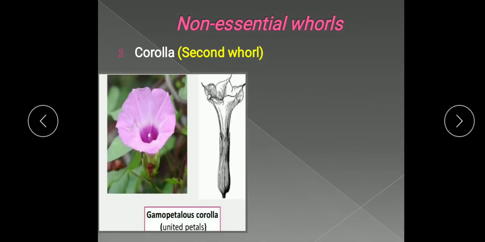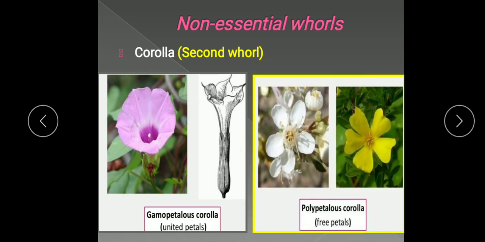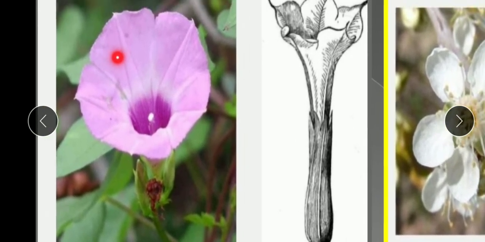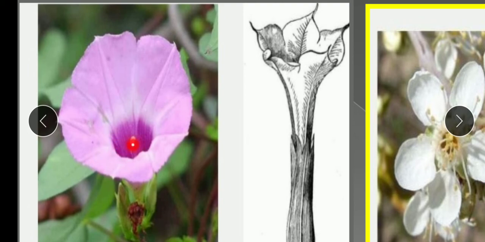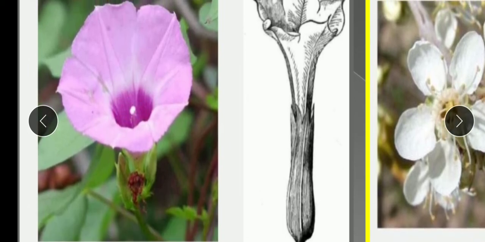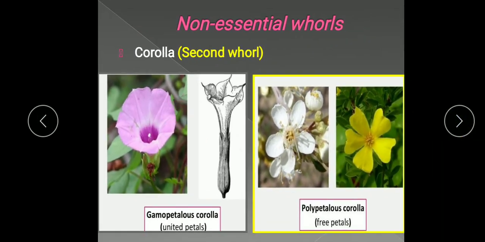Now, the next whorl is corolla. Corolla is the second whorl composed of petals. Petals are usually brightly colored to attract insects for pollination. Now, cohesion of petals is also seen in the same way as we have seen with the sepals. Here also two conditions. Gamopetalous corolla is when the petals are united. You can see here the petals are united in this flower. All these petals are united and forming a bell-shaped structure. So, this condition is known as gamopetalous, found in Datura, in Ipomoea, many flowers.